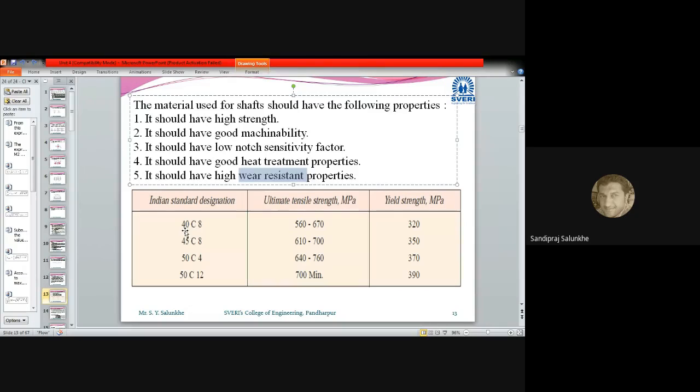If you take the example of 40C8, then it has an ultimate tensile strength of 560 to 670 megapascal. Then if you see the yield strength, it has a yield strength of 320 megapascal. So this table will provide us the strength as well as the name of the material which we can use for the manufacturing of shaft.